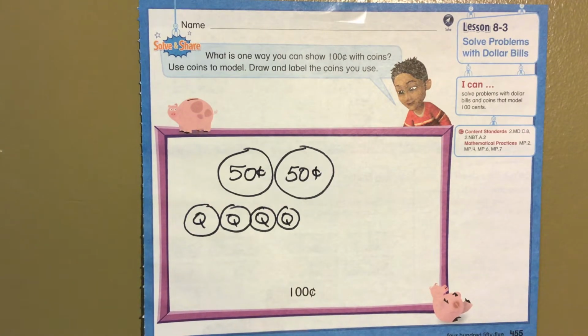You could use 100 pennies. You could use 10 dimes. You could use 20 nickels. We could use any combination of those. There's a ton of different ways to do it. So what we're trying to do is figure out which things are worth a dollar.